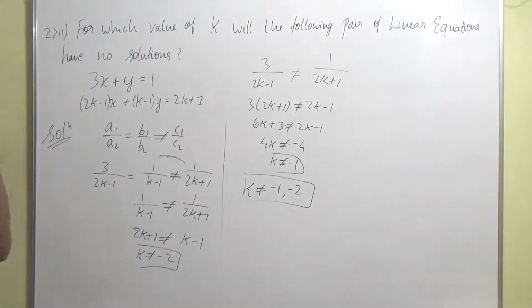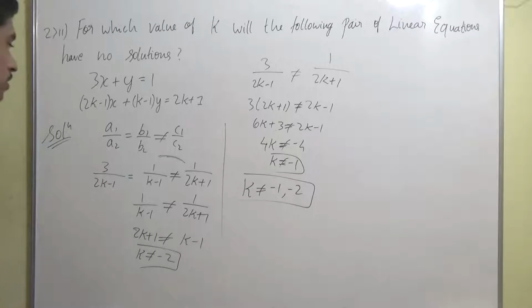That's it. So finally you will write that for the value k equal to minus 1 and minus 2, you are not going to have any solutions for the pair of linear equations in two variables. As simple as that.